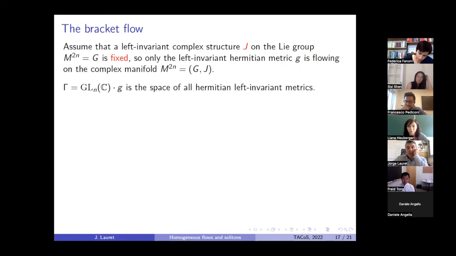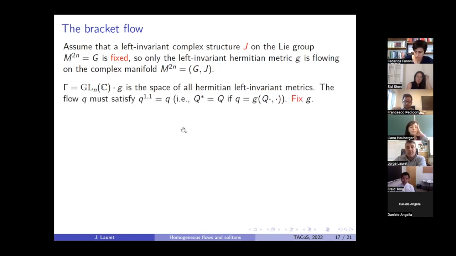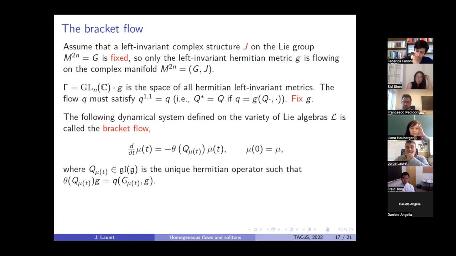So in this case, what is the space of all Hermitian left invariant metrics? Given one, it is the GL_n(C) orbit. This GL_n(C) is actually GL, the algebra G, J. We relate to this fixed J we have. And well, your flow Q must commute with J, so the solution stays Hermitian.